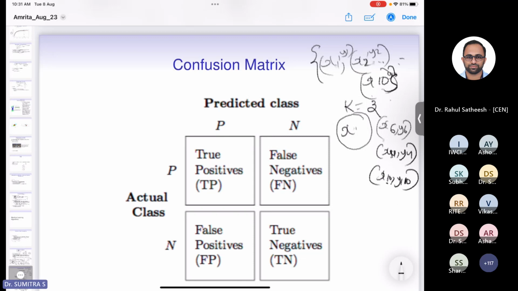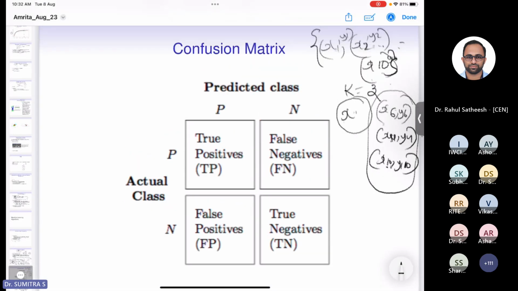Then what is the majority? If the majority belongs to the positive class, we put x in the positive class. If the majority belongs to the negative class, we put it in the negative class, as per the two-class classification problem. The same can be done for the multi-class classification problem also. So that is how KNN works. It's a very simple algorithm to understand.